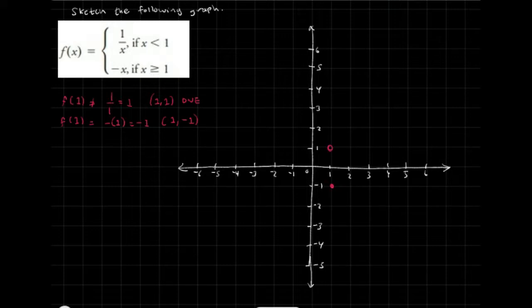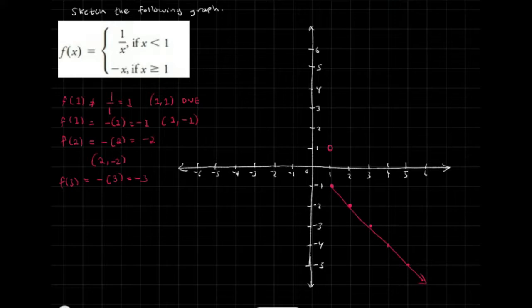Now as long as x is greater or equal to 1, we can use this function. So f(2) will look like negative x, so I'm going to plug in 2 for x and you get negative 2. So (2, -2) is a point, right? And so forth. f(3) is basically negative 3. We'll just keep going like that, so you can see that there's a linear function being created down here, and it's going to keep going straight down.